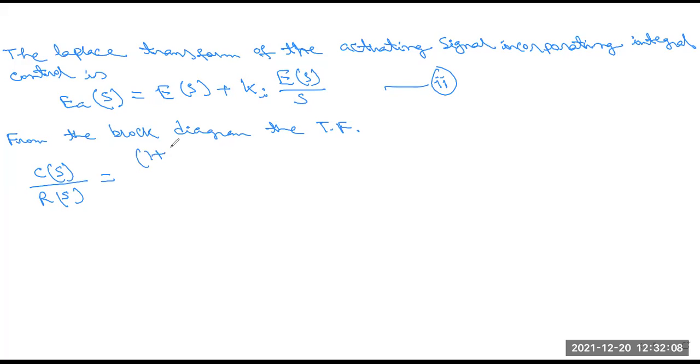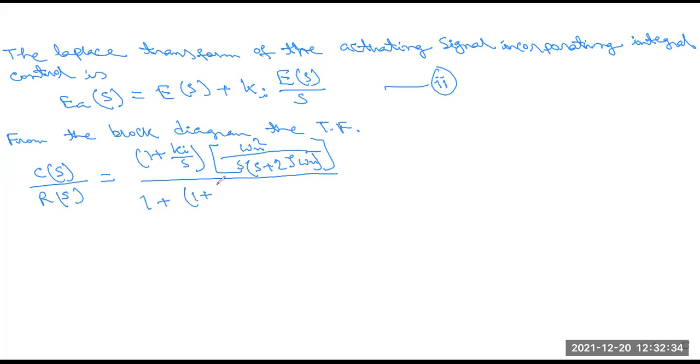first part, 1 plus Ki by S, and we know that this is basically a second order system, that means omega n square by S into (S plus 2 zeta omega n), and R(s) we know is 1 plus Ki by S into omega n square by S into (S plus 2 zeta omega n), bracket close. And here we know that the feedback is also unity feedback.